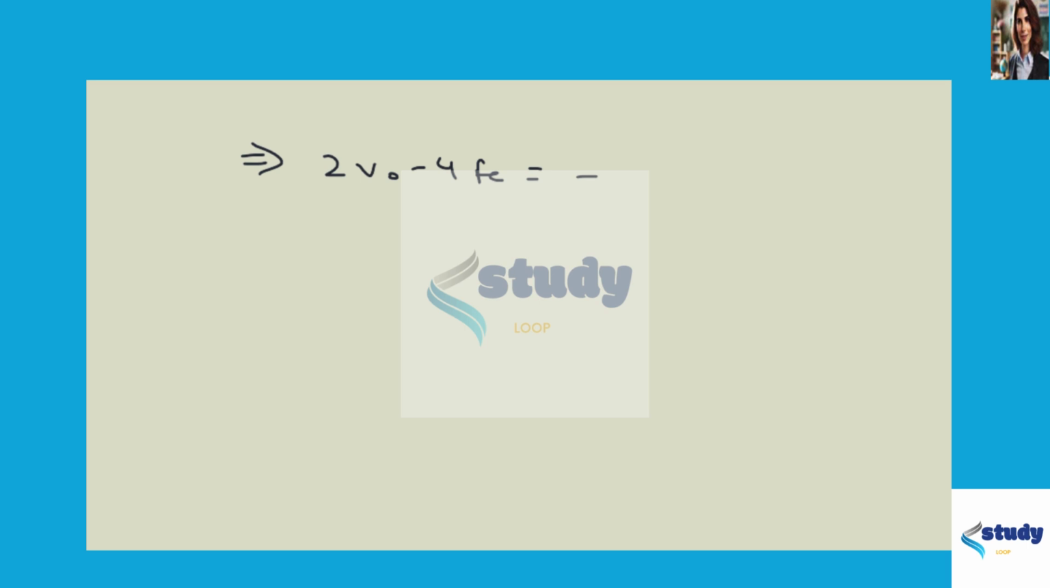is equal to plus 1. So from this equation, let it be 1, and from equation V naught plus Fe is equal to 6.5 centimeter, let it be equation number 2.